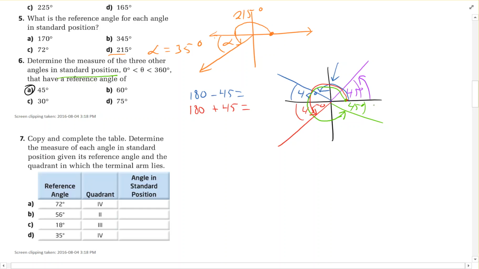To do that, I'd say that the easiest one there would be 360 degrees, because that'd be 360 all the way around, right? Minus 45. And that would give you that one. And they're all going to be similar type questions to that.